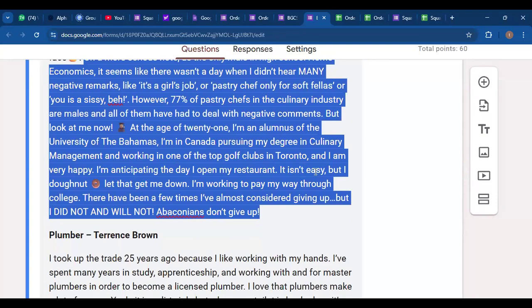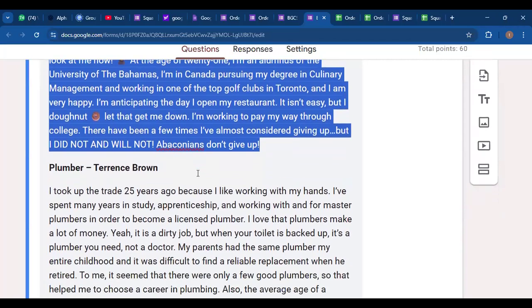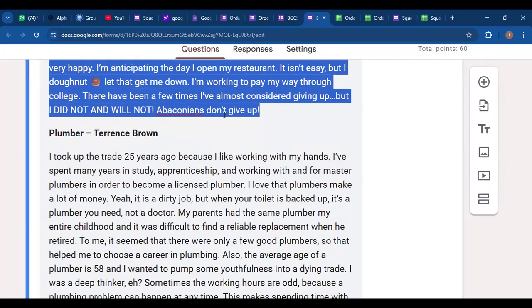It isn't easy, but I do not let that get me down. I'm working to pay my way through college. There have been a few times I've almost considered giving up, but I did not and will not. Abaconians don't give up.